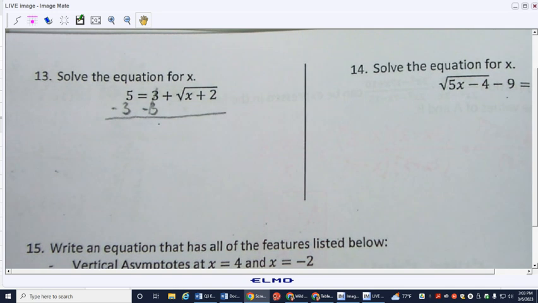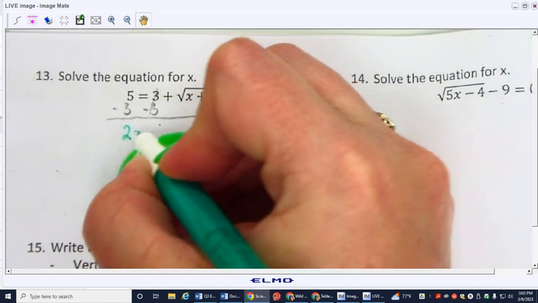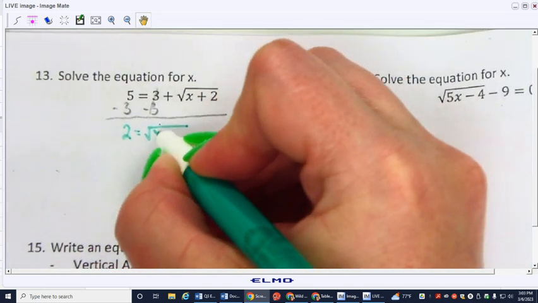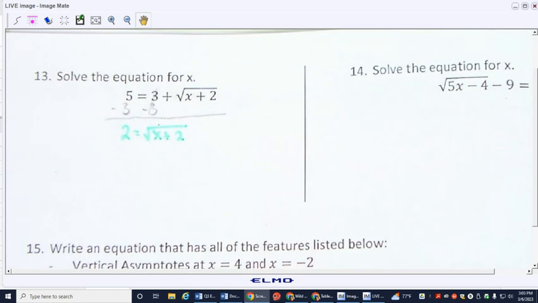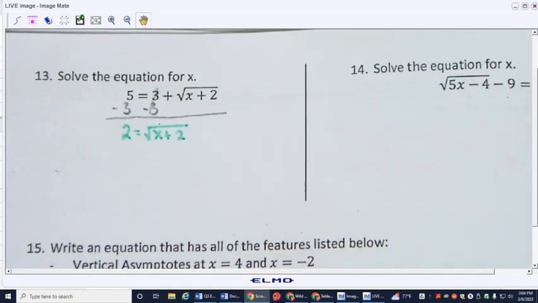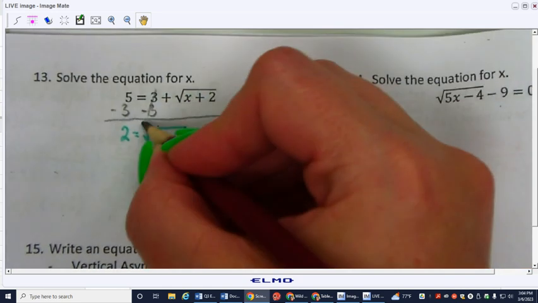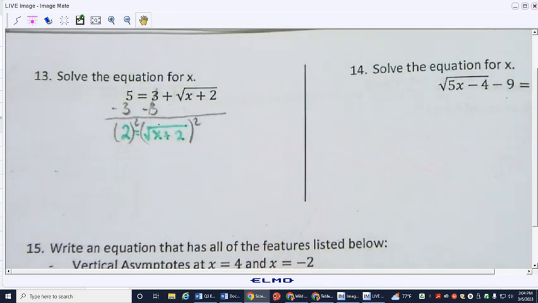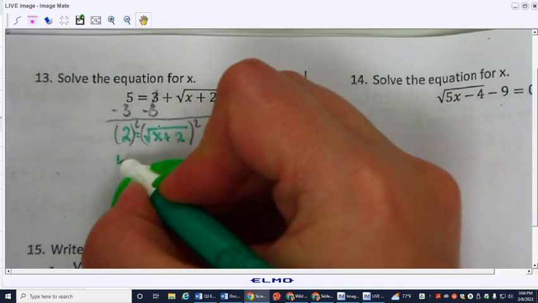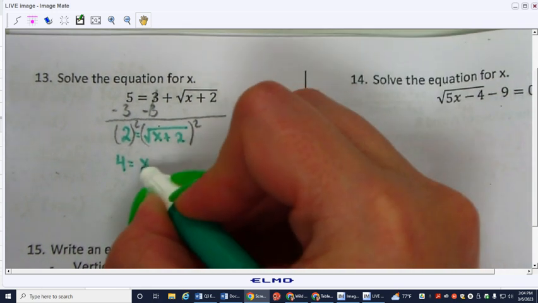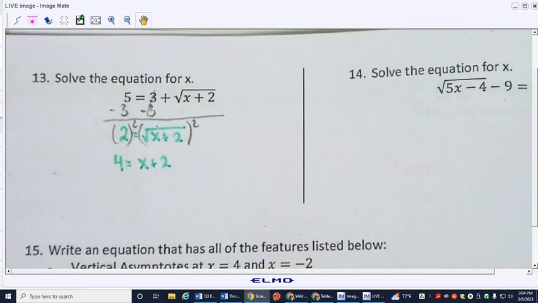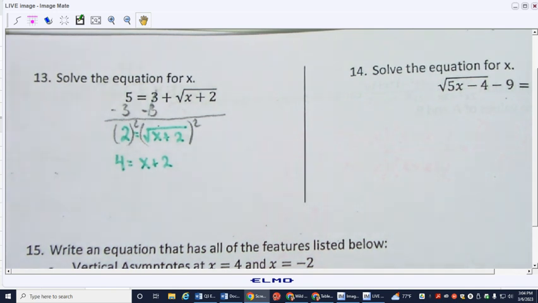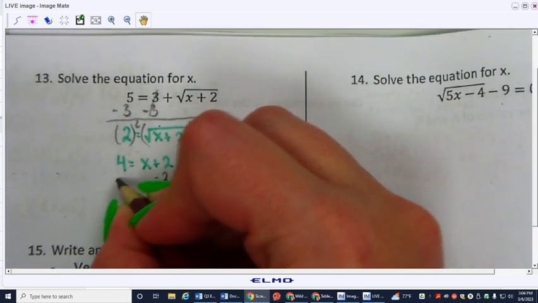So that's going to give me 2 equals the square root of x plus 2. How do I unsquare root? Square. Squares and square roots cancel each other out. 2 squared is 4. That's going to equal just x plus 2. Then what? Subtract 2. That's my subtraction property of equality.